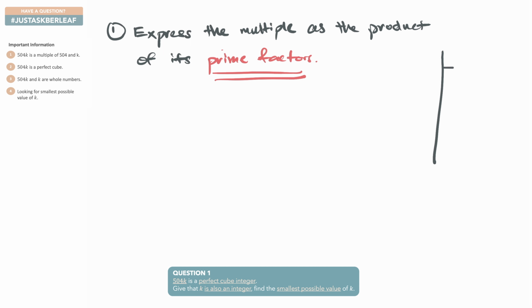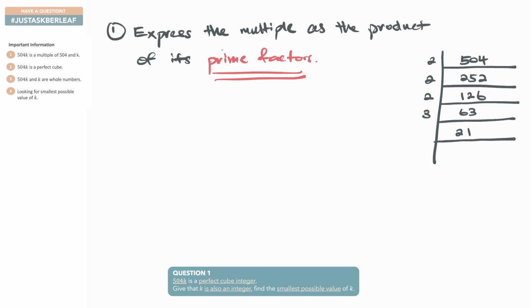So now let's get into it. We will have a ladder, and at the top is 504. We divide it by the smallest possible prime number, which would be 2, giving us 252. This can be divided by 2 again, giving us 126. And then 2 again, which gives us 63. This is divisible by 3, giving us 21. With 21, we divide by 3 again, giving us 7. And last but not least, we divide it by 7, giving us 1.